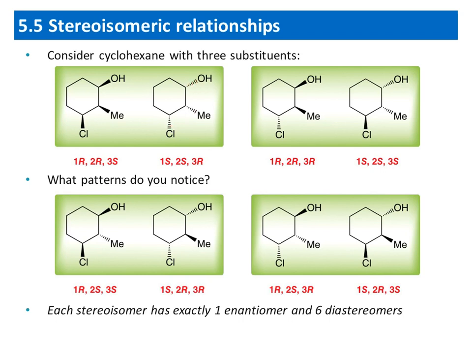All right. You can even look at the configuration. So this is 1R, 2R, 3S. Now in its enantiomer, all of them must be flipped. So it is 1S, 2S, 3R now.